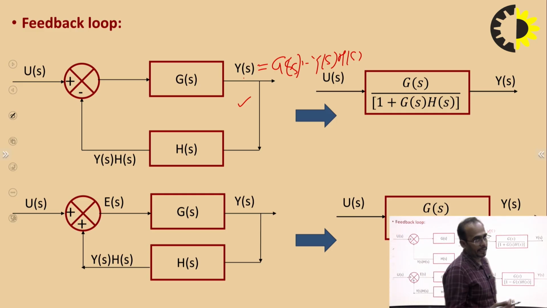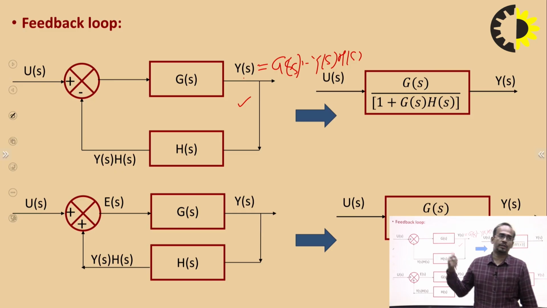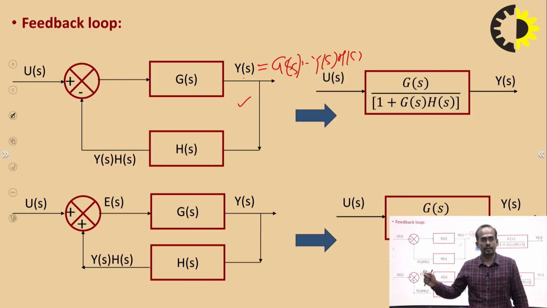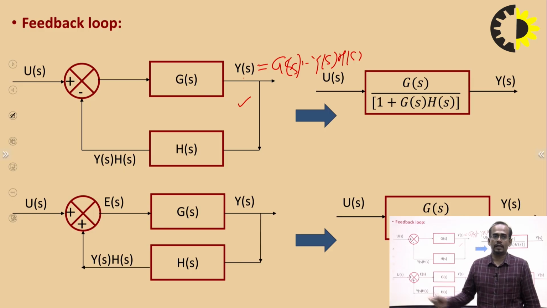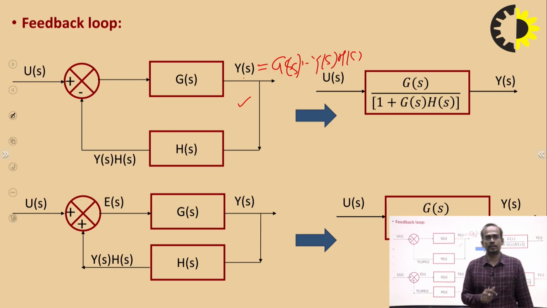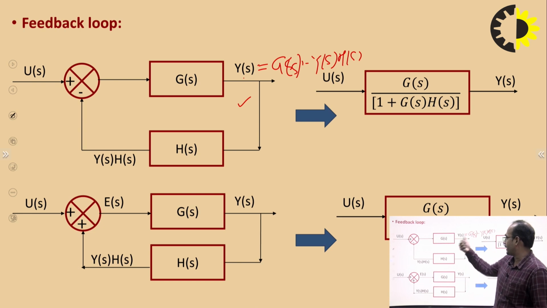So we can directly write: if I am able to see this, this is the feedback loop, this is the parallel connection, and this is the cascade connection or series connection. So we can directly reduce it to this form.